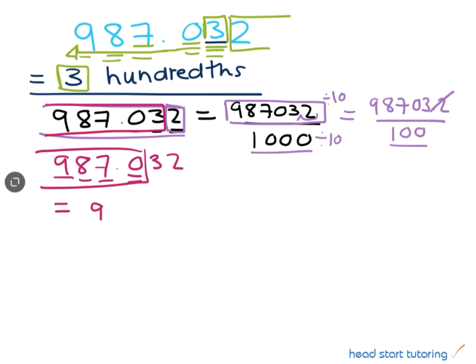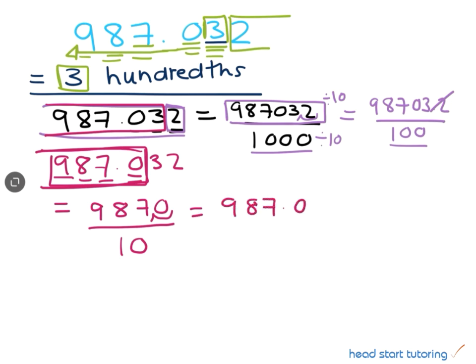There are 9,870 tenths in this number, because 9,870 over 10 will give me that exact decimal that we've got there. It will give me 987.0, and that's what we've got there. So how many tenths are there in this number? There are 9,870 tenths in this number.